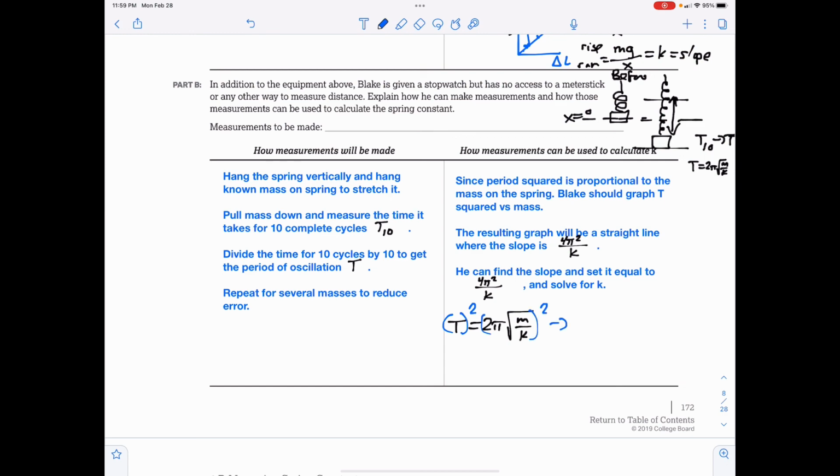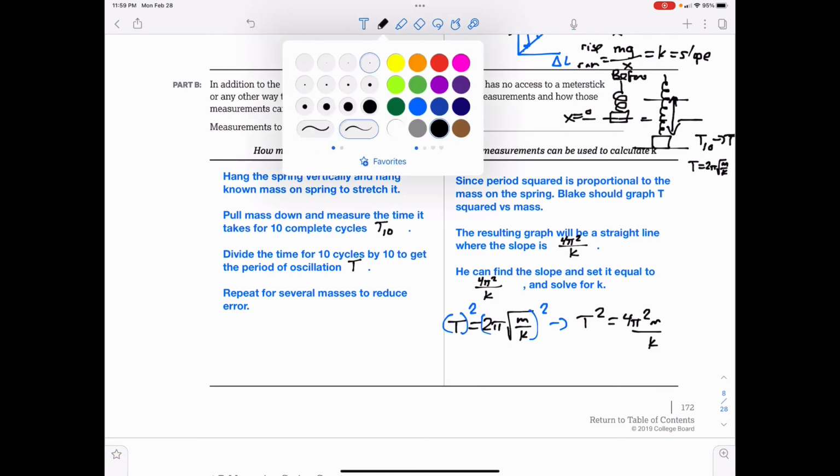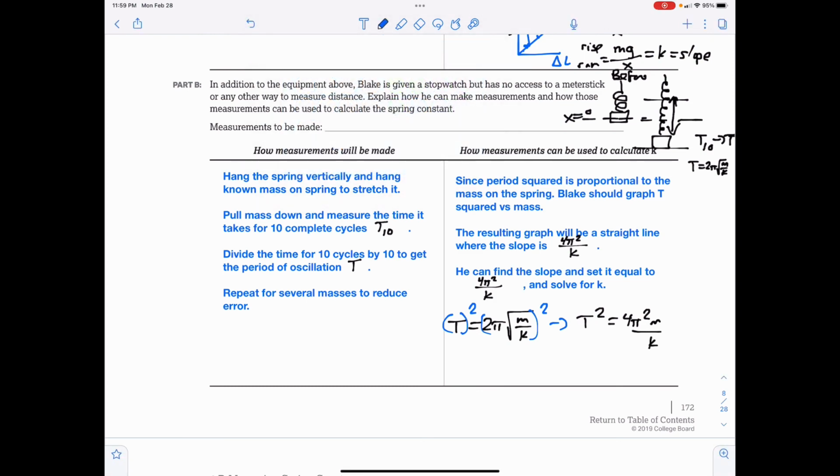Okay, and we're going to rewrite it. We get T squared equals 4 pi squared m over k. Let's go one at a time. The period is a variable, mass is a variable, 4 pi squared is a constant, and k is a constant. So what I'm going to do is get my variables together. I'm going to divide both sides by mass, like that.